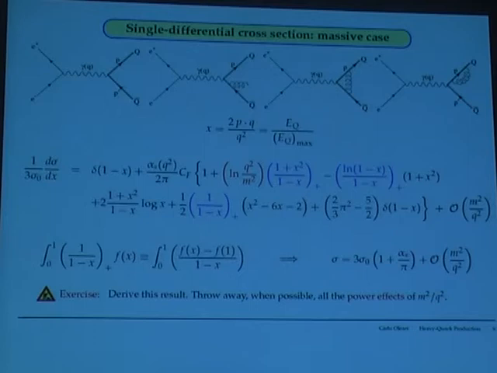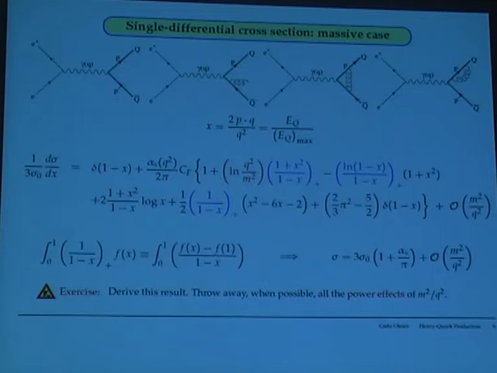So the object is totally finite, but one thing I forgot to tell you is that I've thrown away all the terms that go to 0 when the mass goes to 0. So the expression is a lot more complicated, but all the terms that go to 0 when m goes to 0, I've thrown them away.